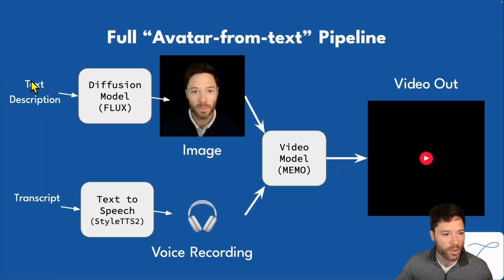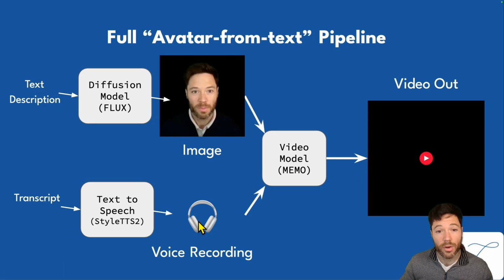For example, you could start off with a text description of the image you like, for example, Ronan within a newsroom, and pass that to a diffusion model that has been fine-tuned on your appearance. That's something I do cover in my diffusion model video on Flux, so I recommend taking a look at that if you want to be able to generate the image using generative technology.